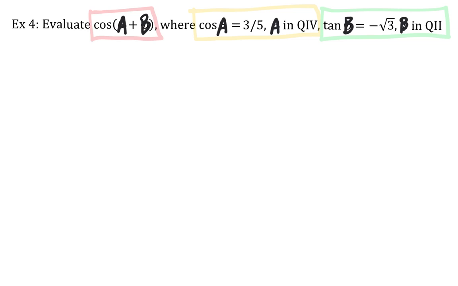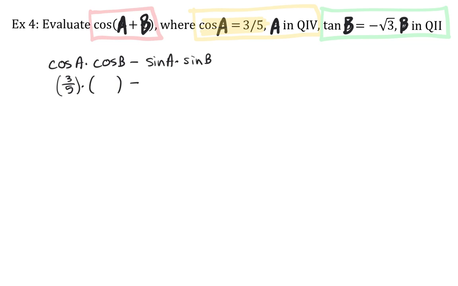In this problem, we're being asked to evaluate cosine of the sum of angles A and B. So we know from the sum formula for cosine that cosine of A plus B would be the product of cosine of A times cosine of B, and then minus the sine of A times the sine of B. We're given a little bit of that information that we need to plug in. What's given is cosine of A is equal to 3/5, but we don't know what cosine of B is. We also don't know what sine of A or sine of B is.